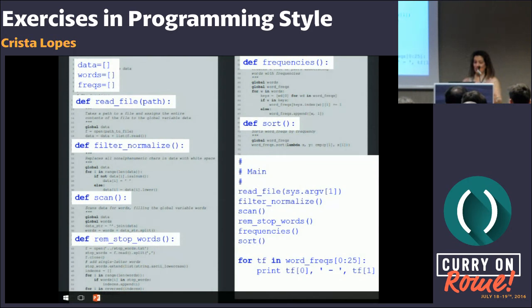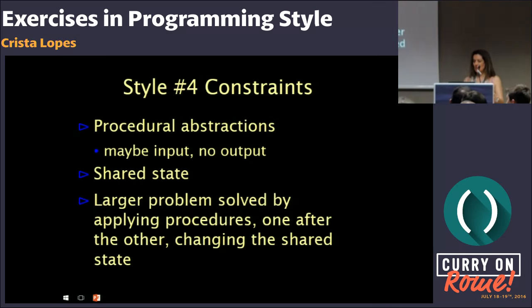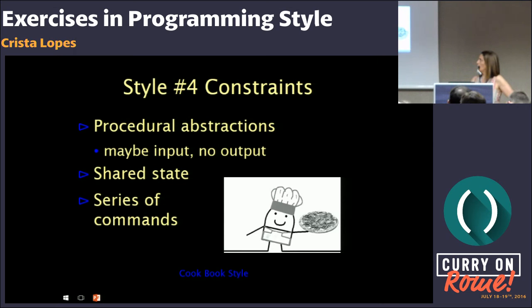I have a lot of styles to go through. Let me go through some more interesting ones. So it's basically what you all said. The larger problem is solved by dividing it into procedures, and you have to explain what each procedure is. The computation proceeds by applying one procedure after another, like a recipe. This is a very natural way of programming that a lot of us grew up with, and I call it the cookbook style.